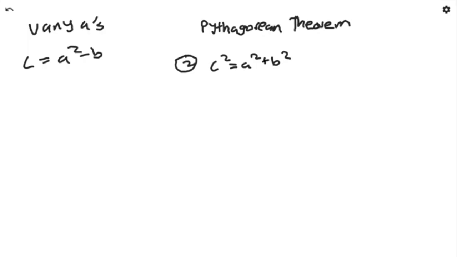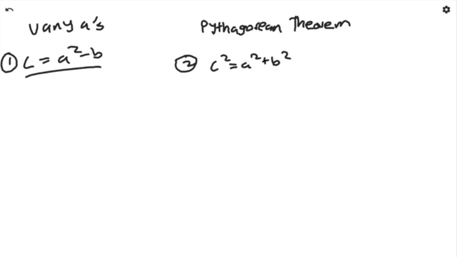Now let's go over the solution to this problem. So we want to find a Pythagorean triple that satisfies Vanya's equation, which is, if we label this as equation 1, c is equal to a squared minus b, and satisfies the Pythagorean theorem, which is c squared equals a squared plus b squared. So to find this triple, let's solve both equations.